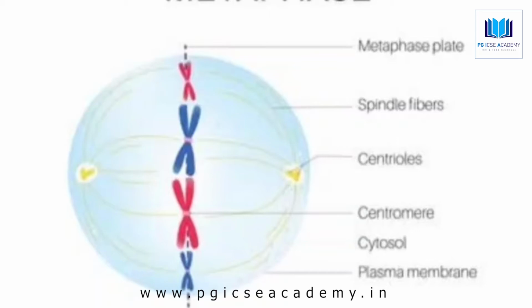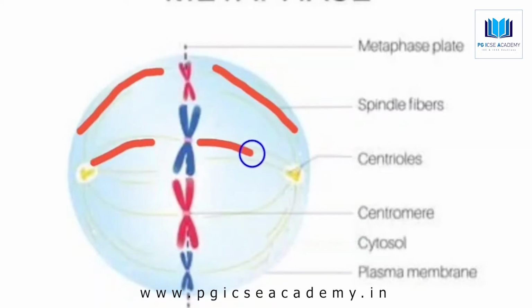Metaphase. In metaphase, the duplicated chromosomes arrange on the equatorial plane. Each chromosome gets attached to a spindle fiber by its centromere. Now, if we want to understand it clearly, let us understand by the figure. Here what is written is that each chromosome gets attached to the spindle fiber. That is, the spindle fibers are the lines that are seen here.